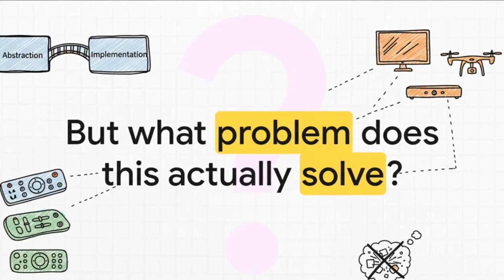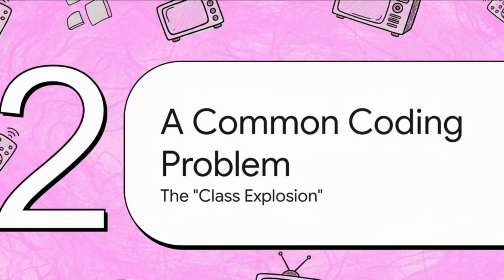Okay, that sounds pretty powerful in theory, but it's still a little abstract, right? So what kind of real-world problem does this actually fix? Let's ground this with an example that I'm betting a lot of you have run into before. And that brings us to a classic coding headache, what's often called the class explosion. This is the perfect showcase of what happens when your abstraction and your implementation are tangled up together.